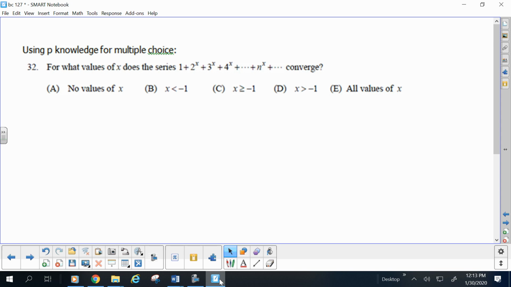Number 2 on the back is calculator active, as you might have gathered from the decimal answers. You're not enough.